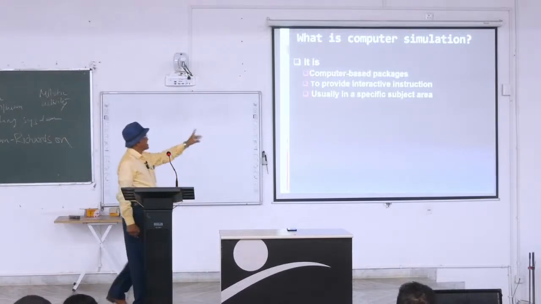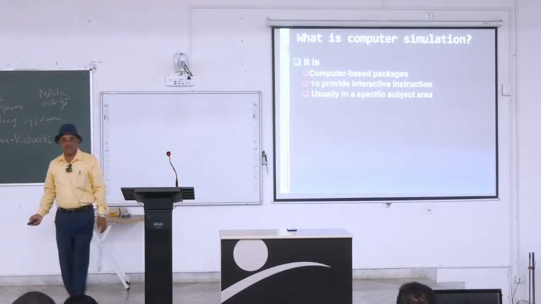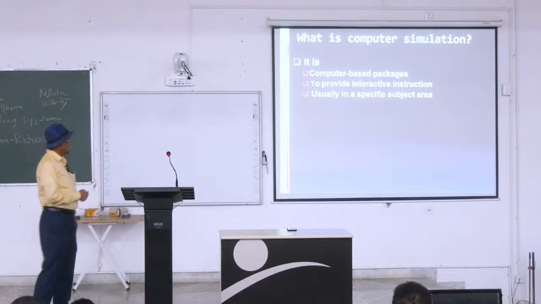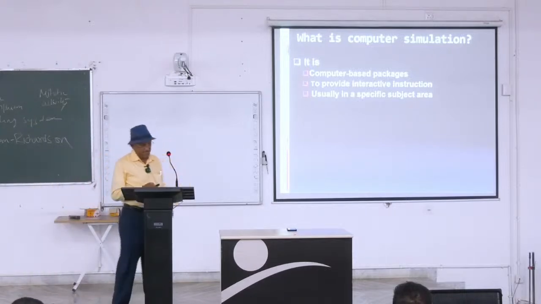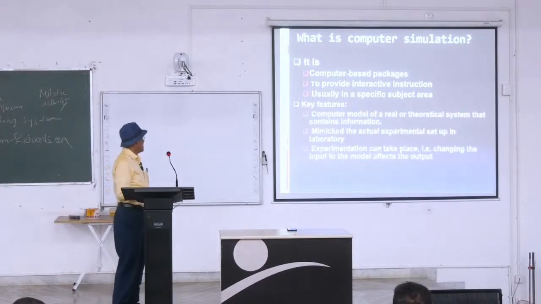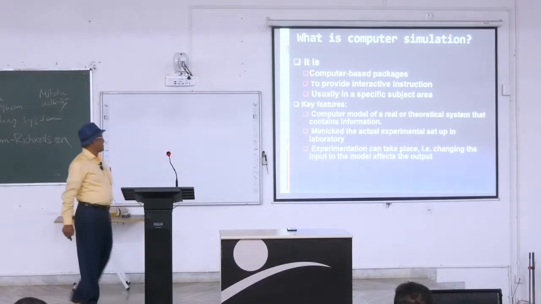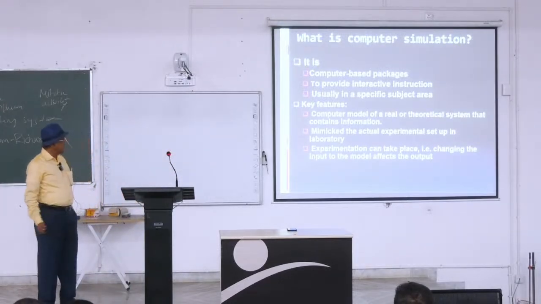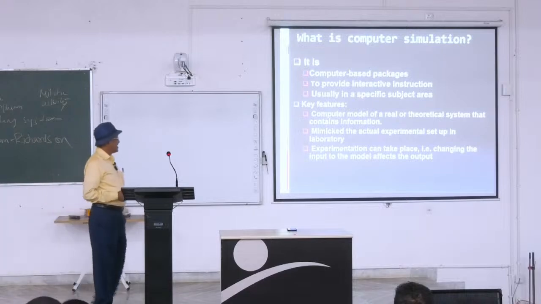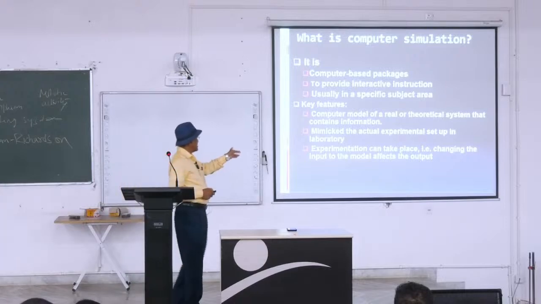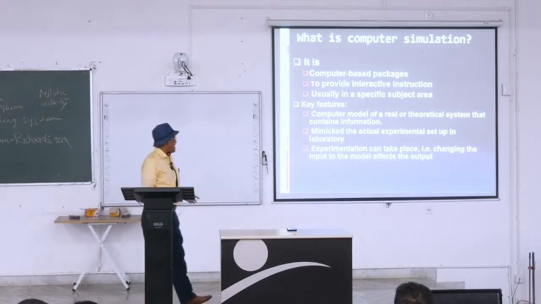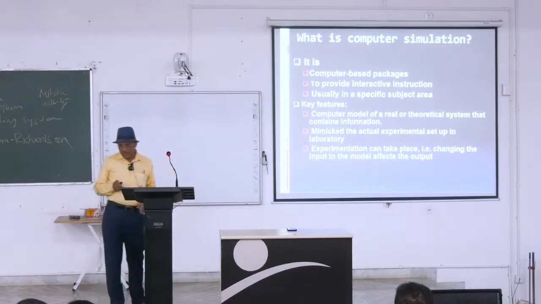So it is a computer-based package to provide interactive instruction, usually in a specified subject area, that is CAL. A computer model of a real or theoretical experimental system that contains information to mimic the actual experimental setup in a laboratory. Experimentation can take place by changing the input to the model, which affects the output.